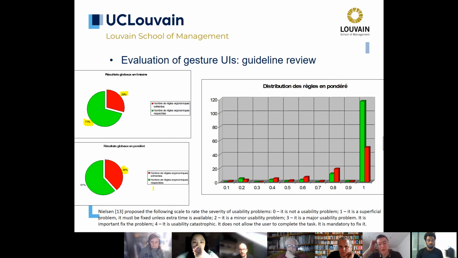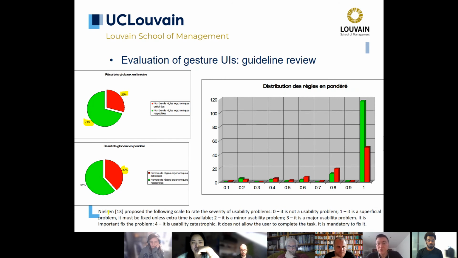So into more details, we added a weight for each guideline. So from 0.1, which means this guideline is very much unimportant, to 1, it is very much important. So instead of just saying a guideline is respected for this system, yes or no, which is a little bit black or white, here we have a distribution of how many guidelines were respected, yes or no.